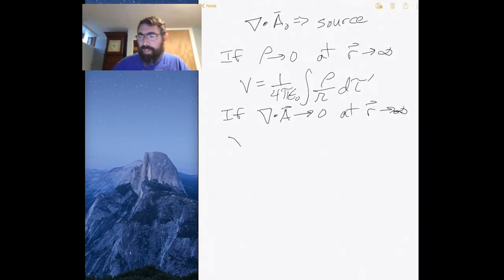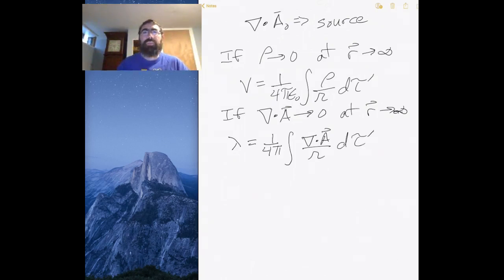So that means my scalar function should have a similar shape as the electric potential function. So I can do the integral of my source divided by R, integrated over the volume.